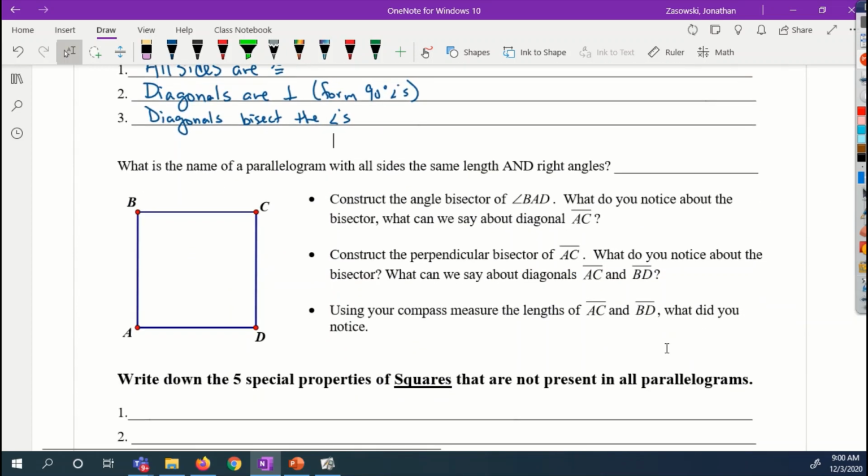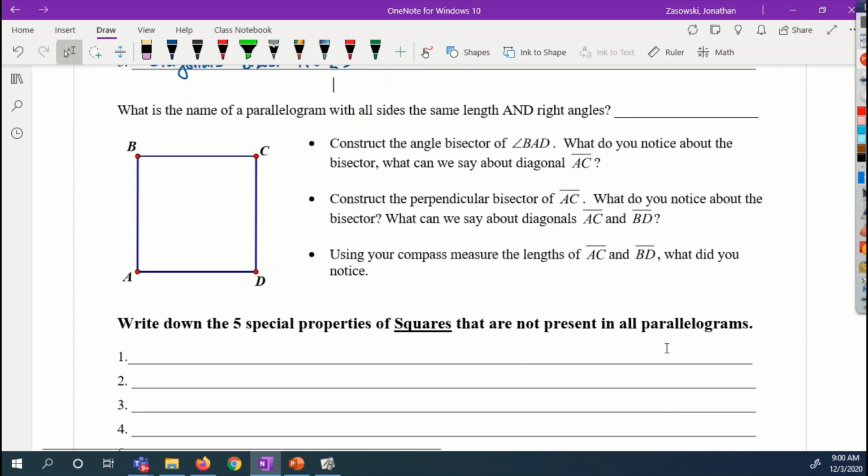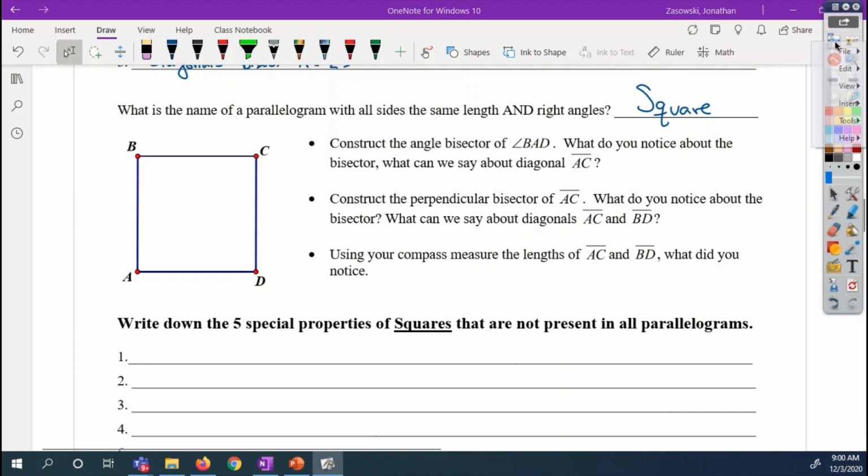Okay, so last one here. What is the name of the parallelogram with all sides the same length and right angles? And this is a square. So it's not enough just to say that all sides are congruent because rhombuses have that. It's got to have a right angle as well. Okay, so we're going to do another construction here. Construct the bisector of angle BAD. So let's see if you can do that.